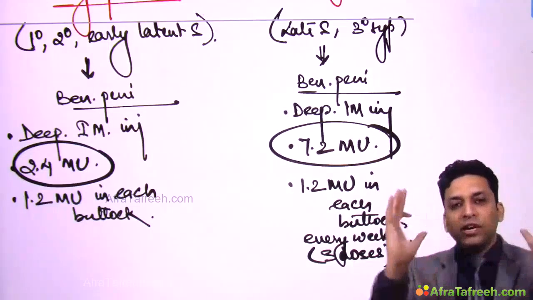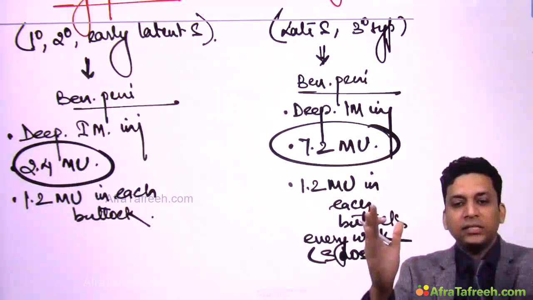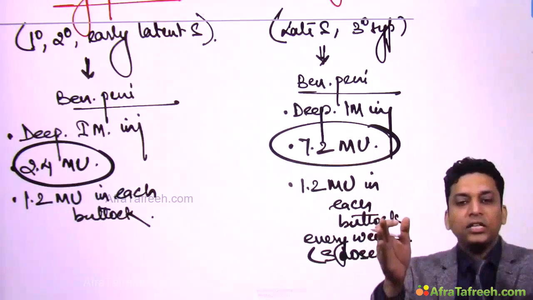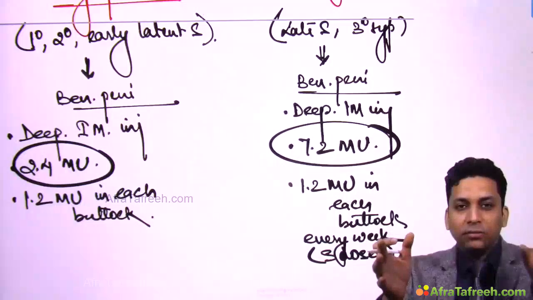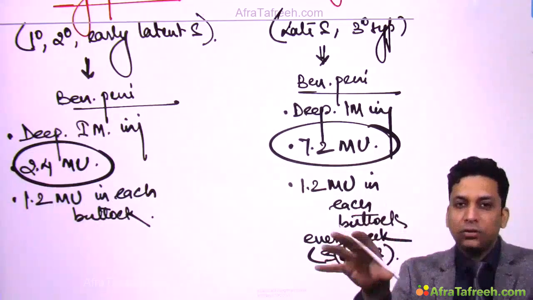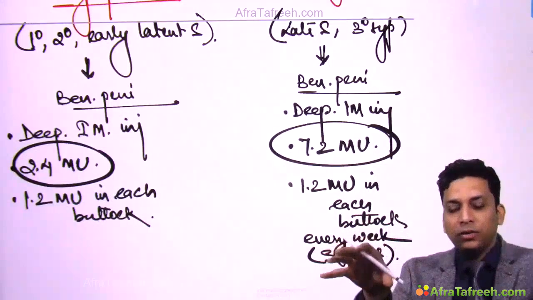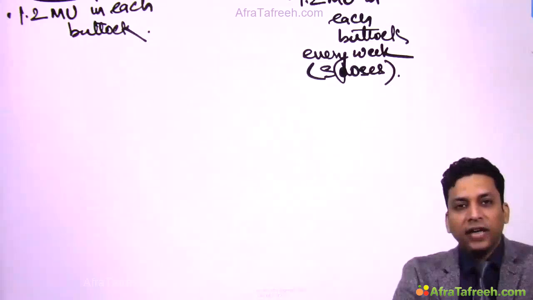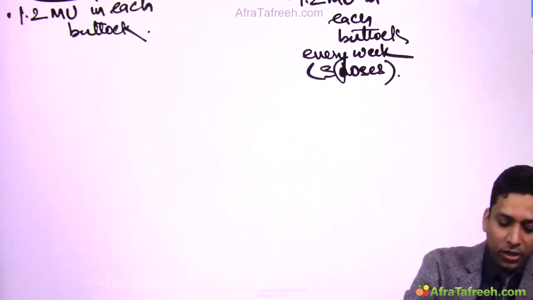Okay, so in both we are doing the same thing. We are giving benzathine penicillin 1.2 million units in each buttock by deep intramuscular injection, but here only one time, here 3 times. So here the total dose is 2.4 million units, here the total dose is 7.2 million units. Okay, now if the patient is still not diagnosed during the latent phase also, then the patient can develop tertiary syphilis.